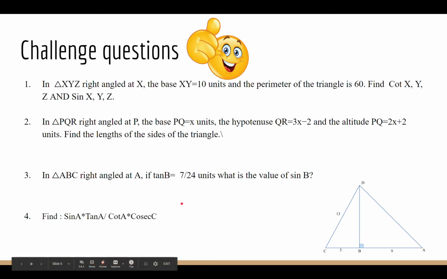So this is really easy. You can do it because here you have been given two measurements of the sides. Then you can use the Pythagoras theorem. Then you can find the altitude. Then you have the measurements of BD and BA. You can find the hypotenuse, and by that you'll get all of the values, and then you can find this.